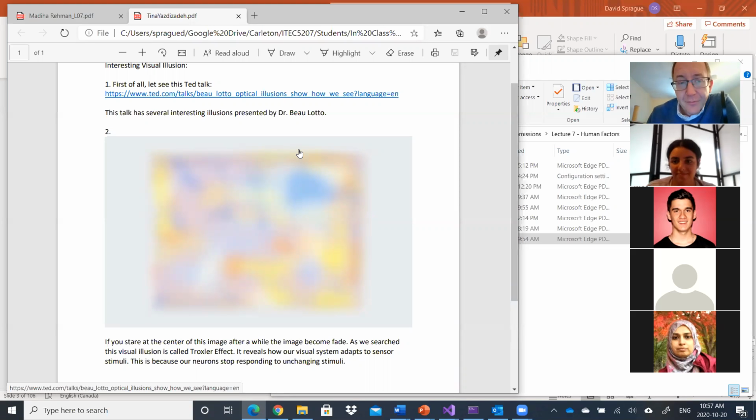Yeah, and it is a visual effect named the Troxler effect. I think it was discovered by Troxler. I don't know what the scientist's name was. I'm assuming it's Troxler. Yeah, Troxler, and it was interesting. I think it's extremely interesting. I'm trying to think of the other.